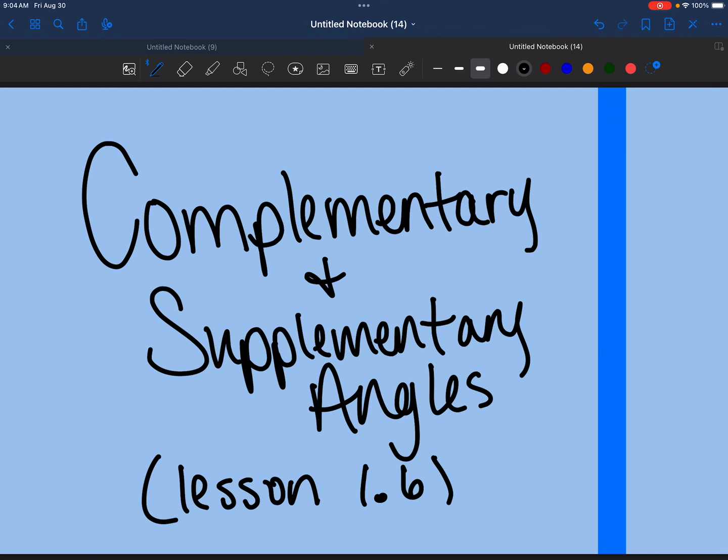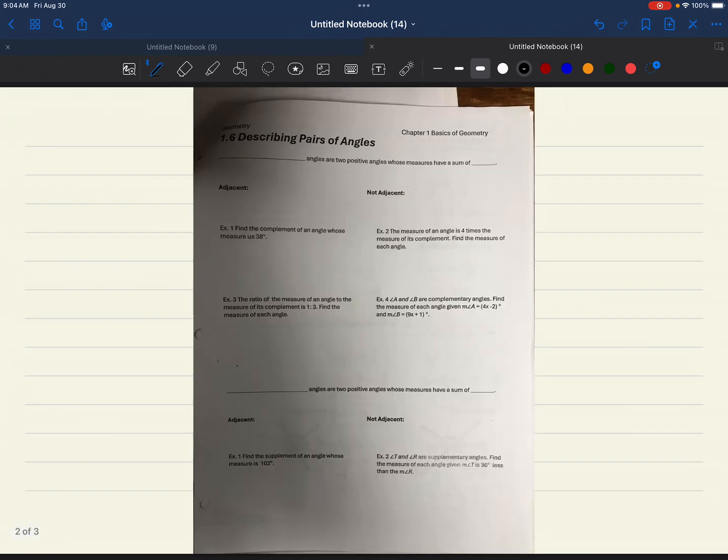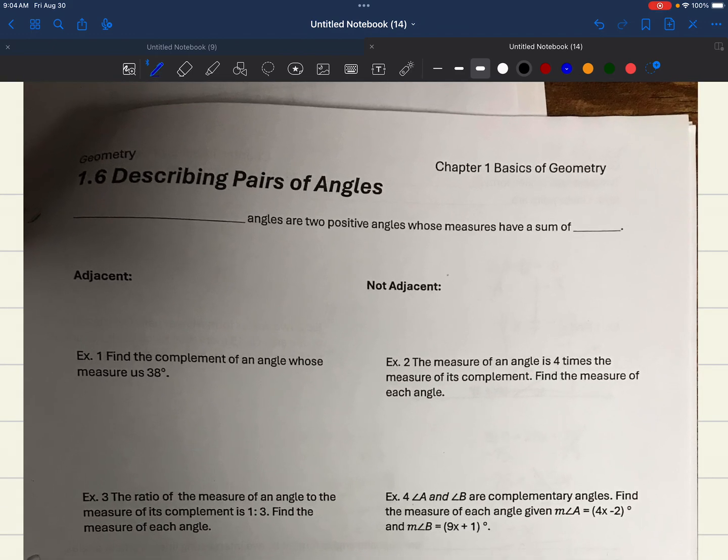Okay, today we're going to finish up chapter 1. We're going to talk about complementary and supplementary angles, which I did kind of give you a hint on yesterday, correct? So, does anyone remember yesterday what I told you about complementary and supplementary angles? Complementary is 90 degrees and then supplementary is 180. Good. Complementary tells you 90 degrees. Supplementary tells you 180. Okay, so let's walk through that real quick.